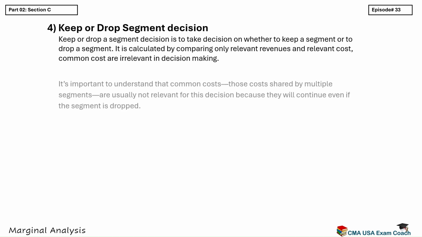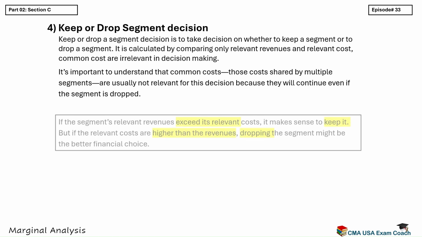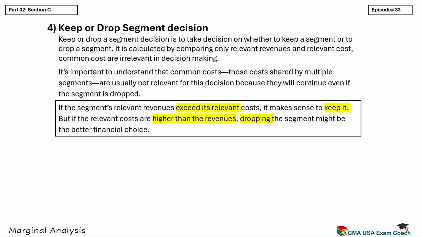It's important to understand that common costs, those costs shared by multiple segments, are usually not relevant for this decision because they will continue even if the segment is dropped. So, the company compares the revenues generated by the segment against the costs that can be avoided if the segment is dropped. If the segment's relevant revenues exceed its relevant costs, it makes sense to keep it. But if the relevant costs are higher than the revenues, dropping the segment might be the better financial choice. This kind of analysis helps companies streamline operations and focus on profitable segments while avoiding losses from unprofitable ones.